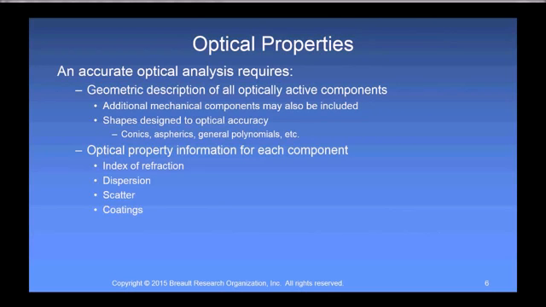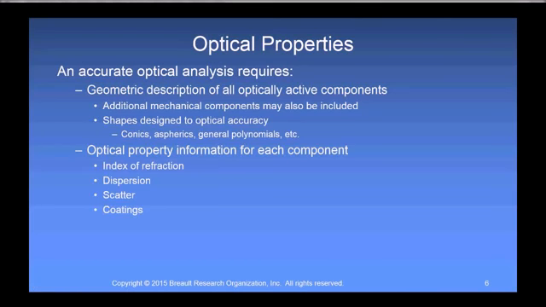By that, I mean all of the mechanical or optical structures within your design that it's possible for the light to interact with. So you may have added mechanical components simply because they can block some of the light path or scatter some of the light that is in the system. And again, you'll want to make sure they are designed to the appropriate level of accuracy.